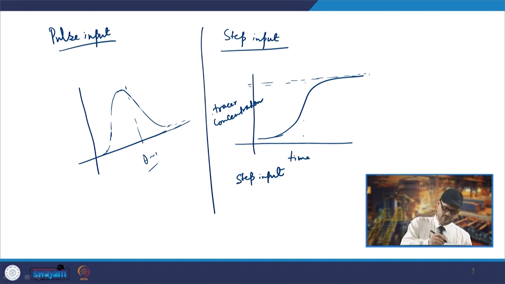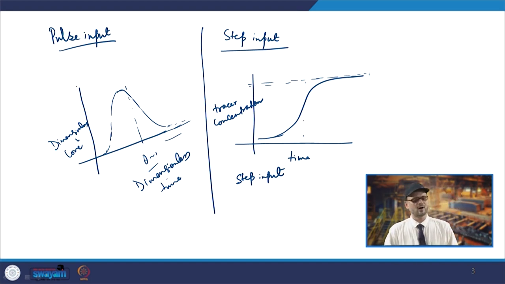So, you will have the dimensionless concentration on this side, and this is dimensionless time. It will go to 2 or 2.5, and in this case maybe 1, 2 or so. So, it may be more than even 1 many a times. This is how the curve looks in this case.